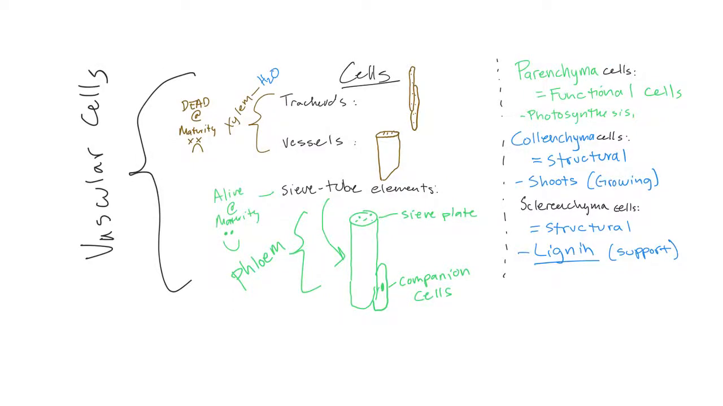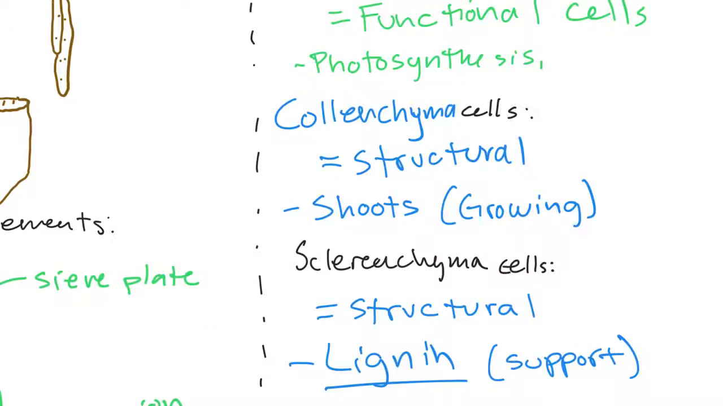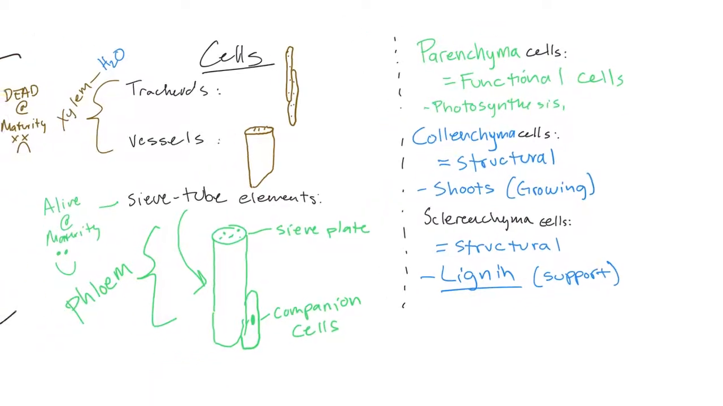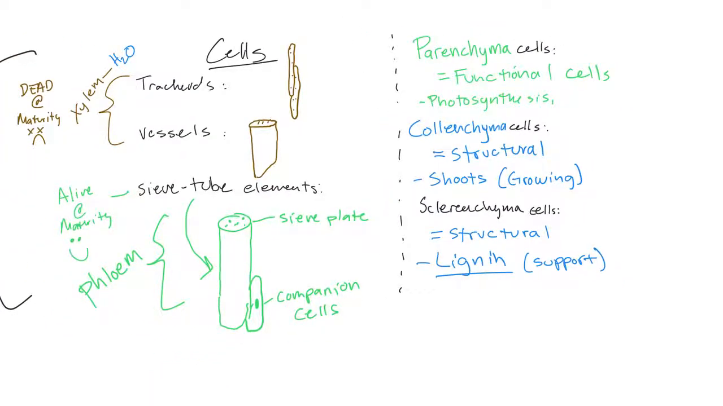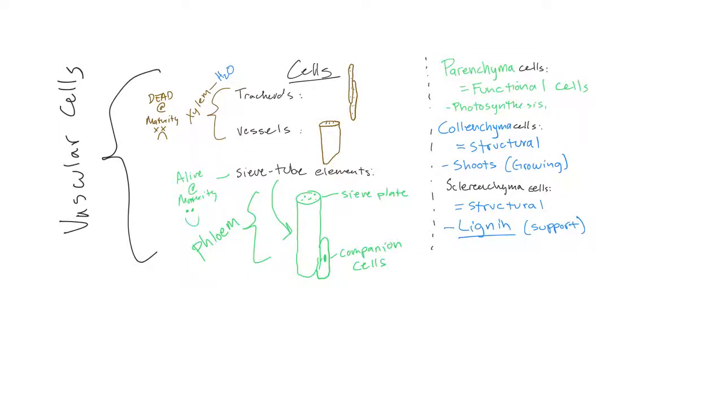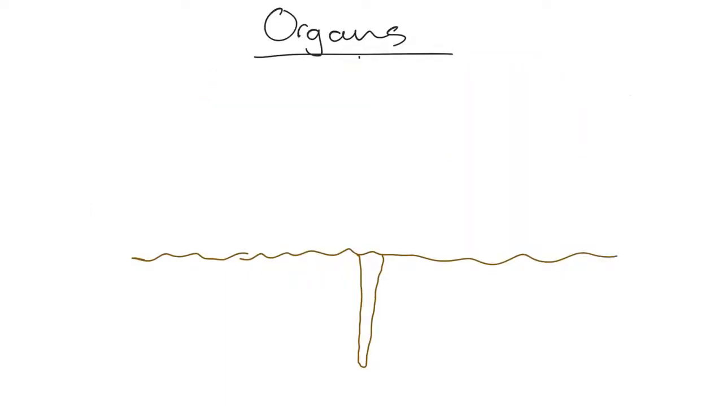If you just zoom in really quickly, so okay, what cells would you find a lot of chloroplasts in? Yeah, parenchyma cells, because that's where photosynthesis is going to occur, mostly. All right, move on to organs.